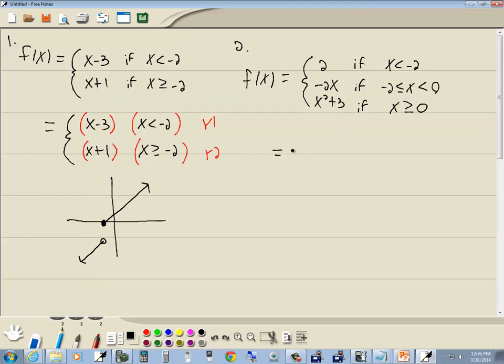Okay, let's write this down. I got 2, and then I got x is less than negative 2. And this one I got x squared plus 3. This is when x is greater than or equal to 0. Remember, we put parentheses around the pieces and parentheses around the conditions. There we go. Now this one is negative 2x. And I'll put parentheses around it.